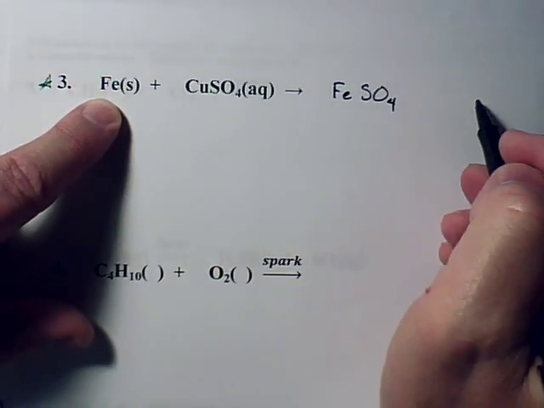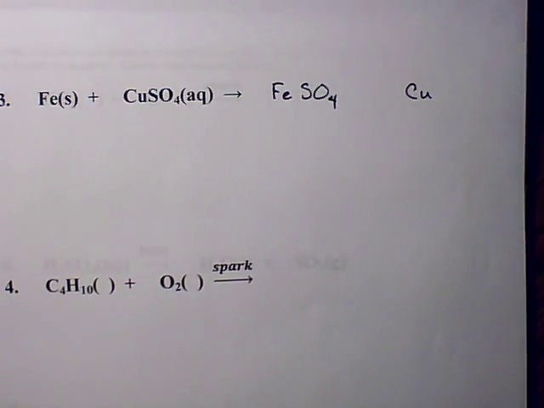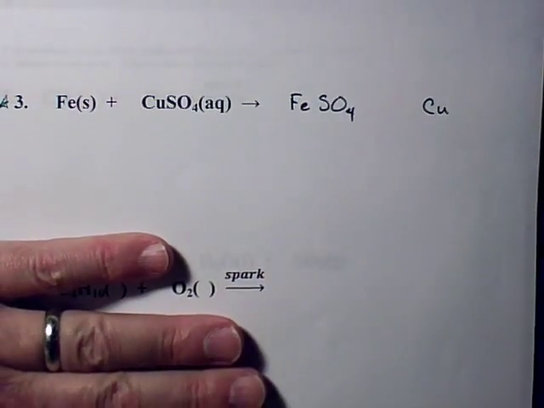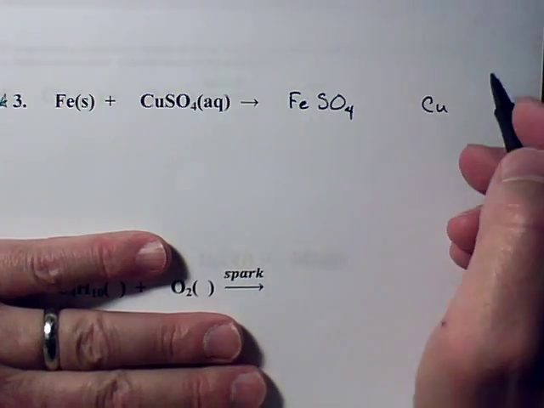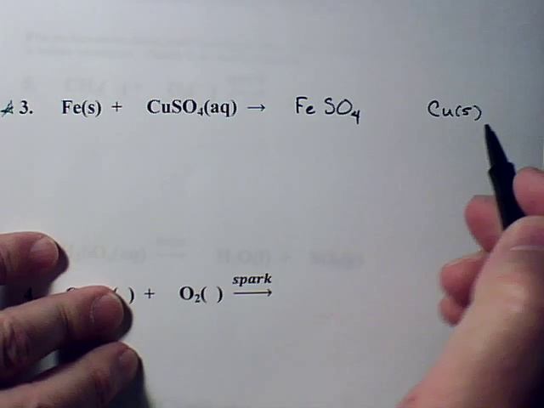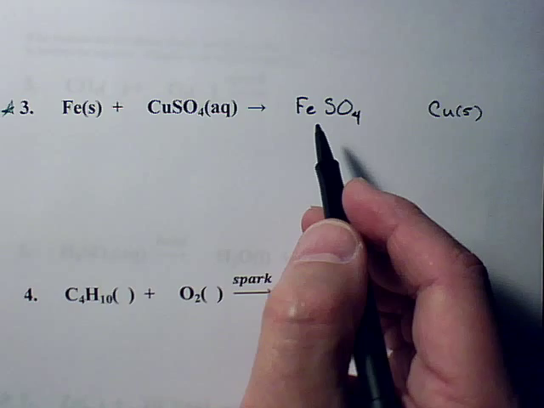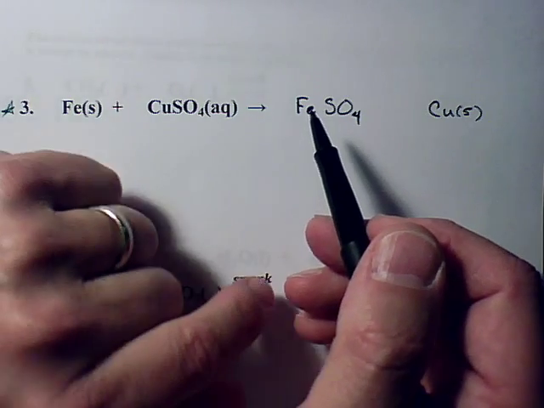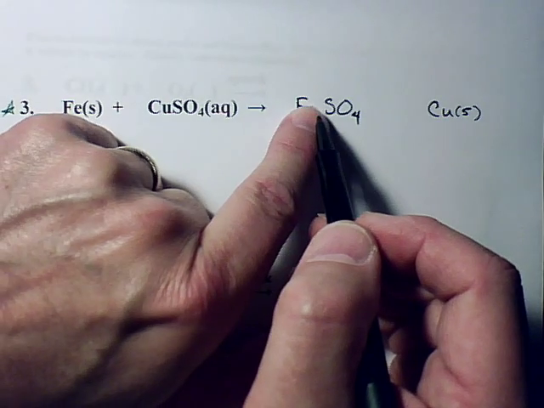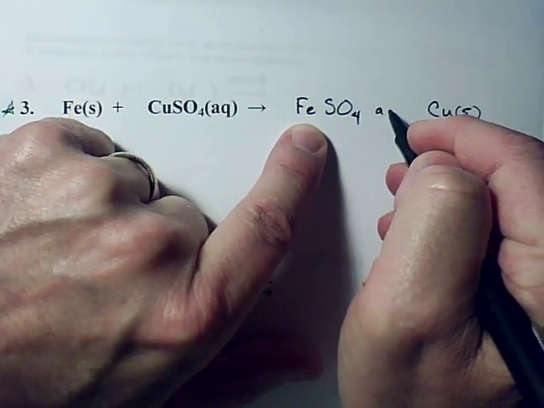And then the copper is going to be by itself. All right, now we need to figure out the physical states here. Metals, with the exception of mercury, are, at least in this class, always going to be solids. We need to figure out the physical state of this. Most sulfates are soluble, while there are some exceptions. Iron is not one of those exceptions, so this is going to be aqueous.